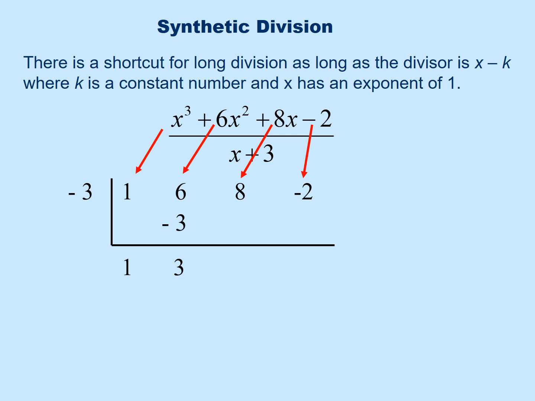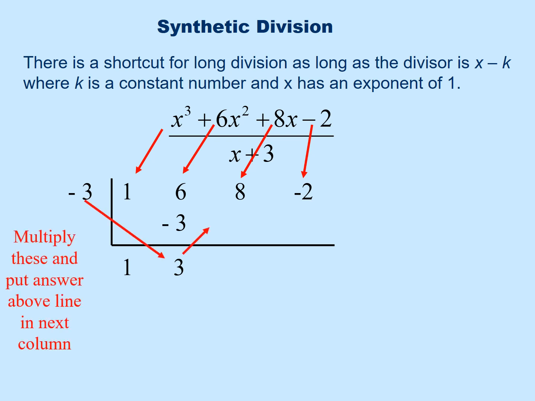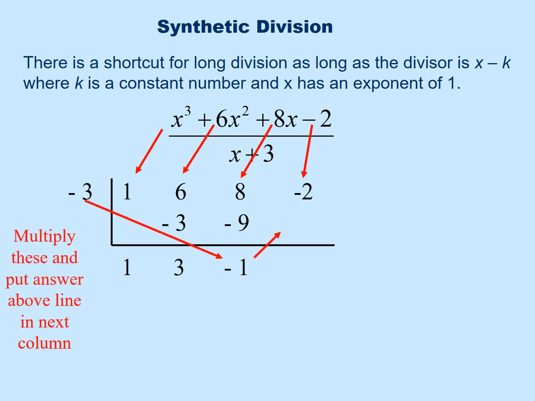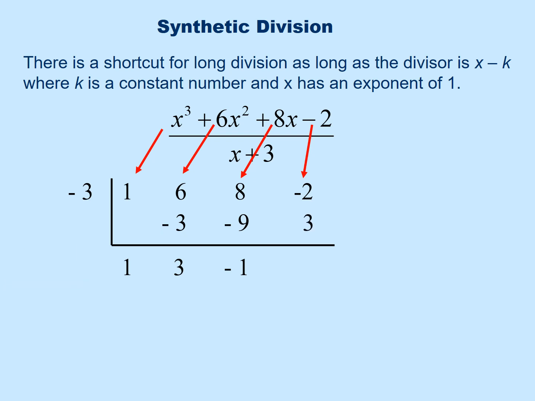So we go back. We multiply the 3 below with the negative 3 on the side. That's going to be negative 9. And then we add again, so we'll get negative 1. And then after that, we multiply again the negative 1 with the negative 3 on the side. That will give us positive 3. And then we add these two numbers that are aligned. So we have positive 1.